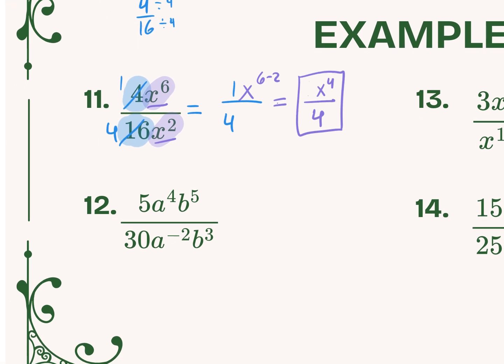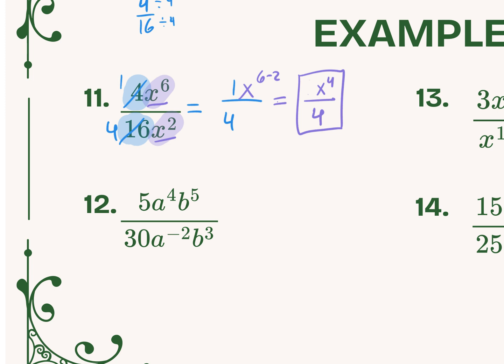All right, and the next one looks pretty similar. Again, I would do coefficient with the coefficient, a with the a, and b with the b. So if I'm doing coefficient with the coefficient, 5 and 30 share a factor of 5. I can divide them both by 5. On the top, I get a 1. On the bottom, I get a 6. All right, so I get a 1 over 6.